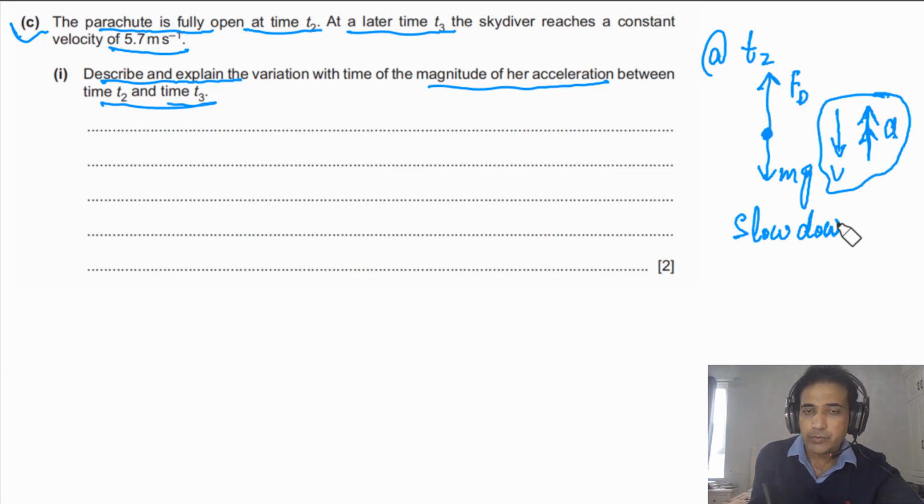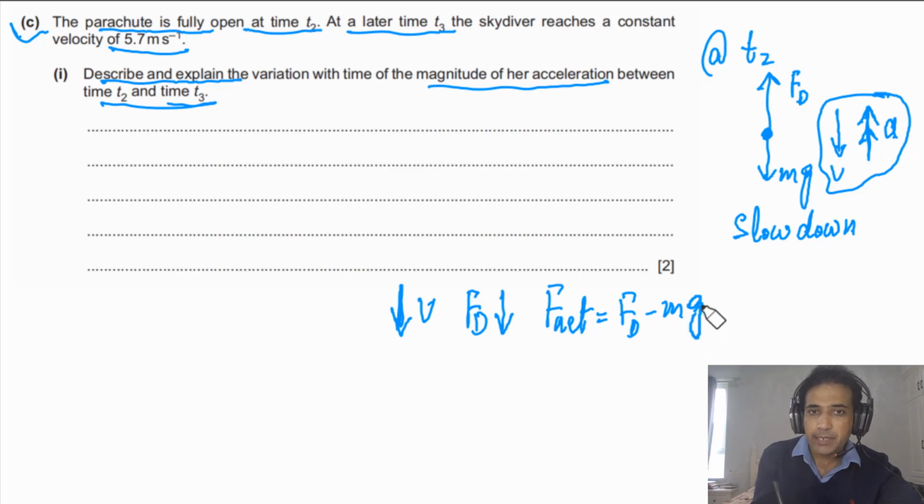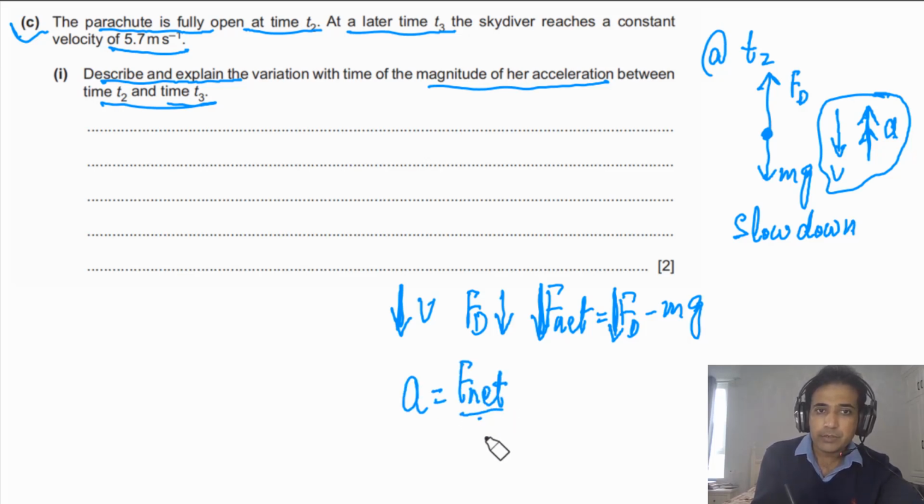So this is one thing we need to understand. Slow down means the magnitude of velocity is decreasing. As magnitude of velocity decreases, drag force will also decrease. As Fnet is equal to drag force minus mg, if drag force goes down, Fnet will also go down, and acceleration is equal to Fnet divided by m. So if Fnet decreases, acceleration will decrease.